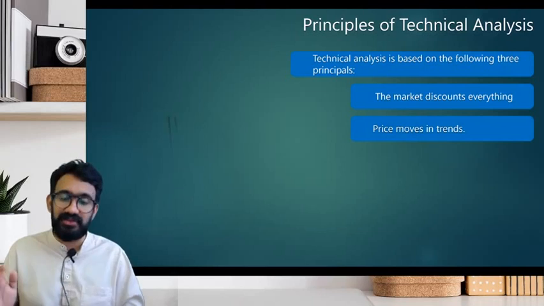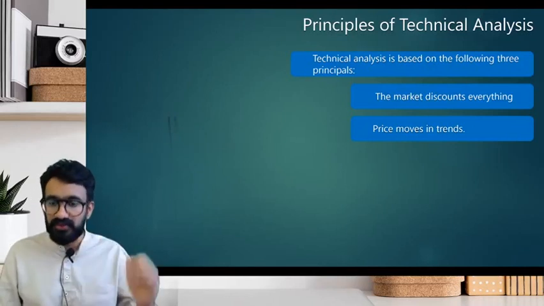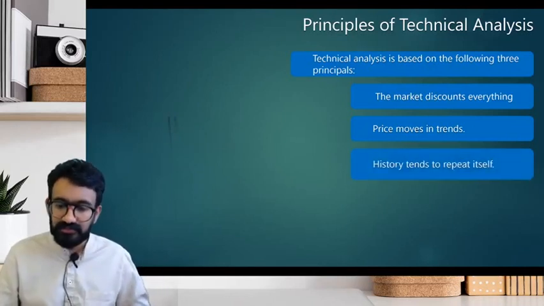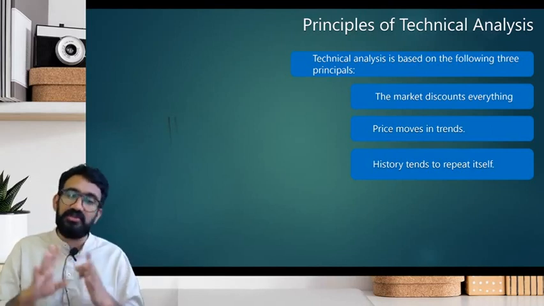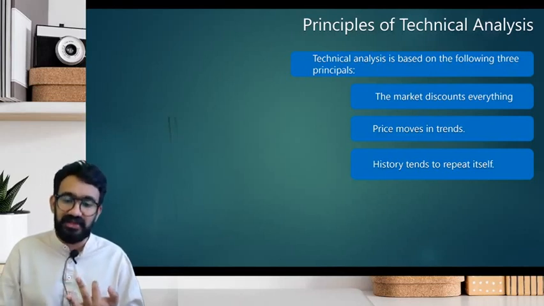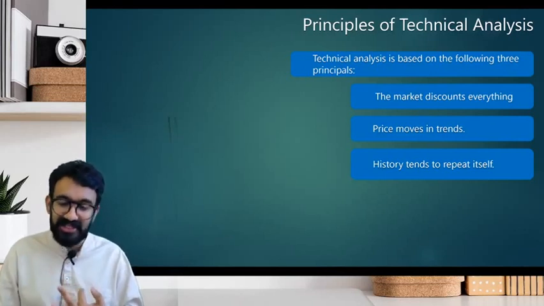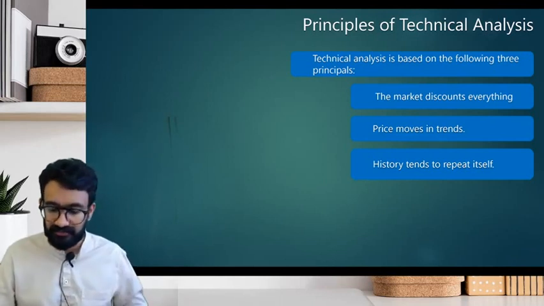Because the market discounts everything. Now, price moves on trends. We can look at a few actual charts and see that yes, price moves on trends. History tends to repeat itself. So these are the 3 principles by which technical analysis is governed: the price discounts everything, so the market discounts everything; the price moves on trends; and history tends to repeat itself.